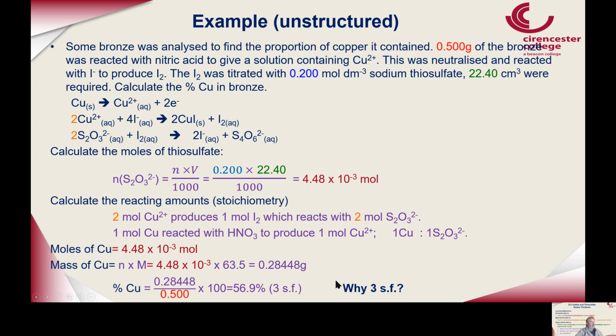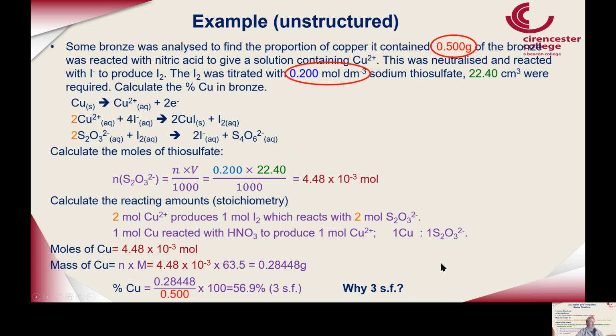Why do we need to use 3 significant figures? I hear you cry. Well, I actually can't hear you because I'm probably nowhere near you. I'm in my house recording this. So why is it three significant figures, given that this value has got 5 decimal places? Well, the 0.500 is 3SF, 0.200 is 3SF, this is 3SF. So all the values up in the question are 3SF.